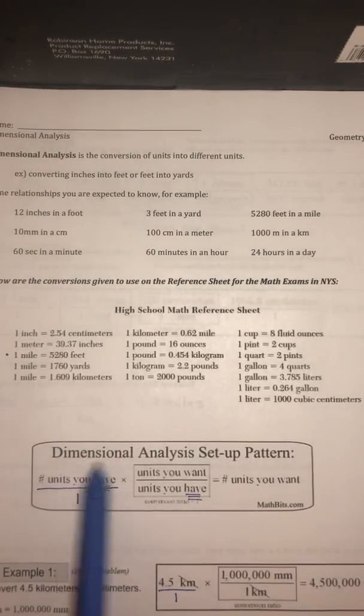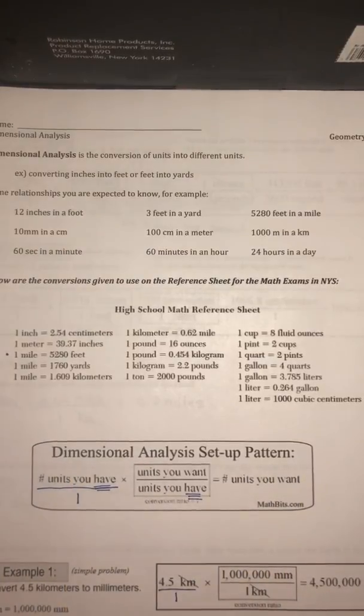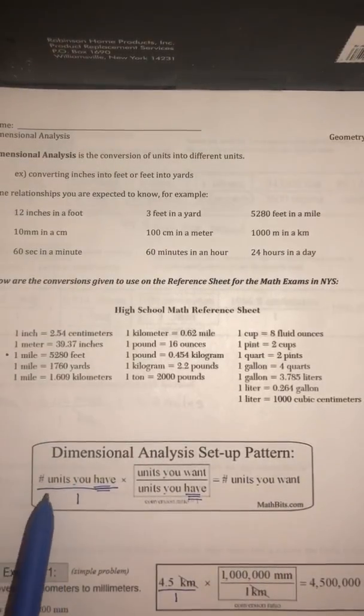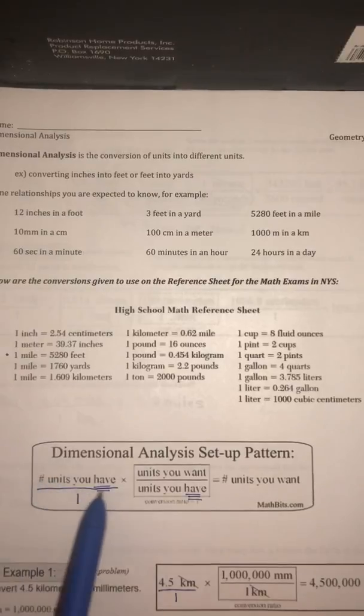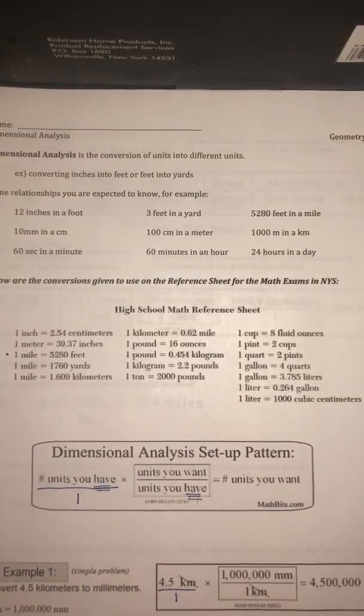So how do you do dimensional analysis? Well, there's essentially a pattern. We start with the number of units that you currently have. If it's not currently a fraction, you can put it over 1.